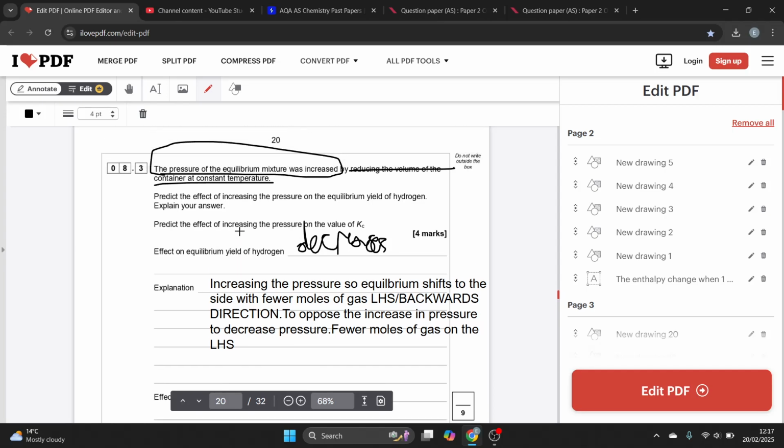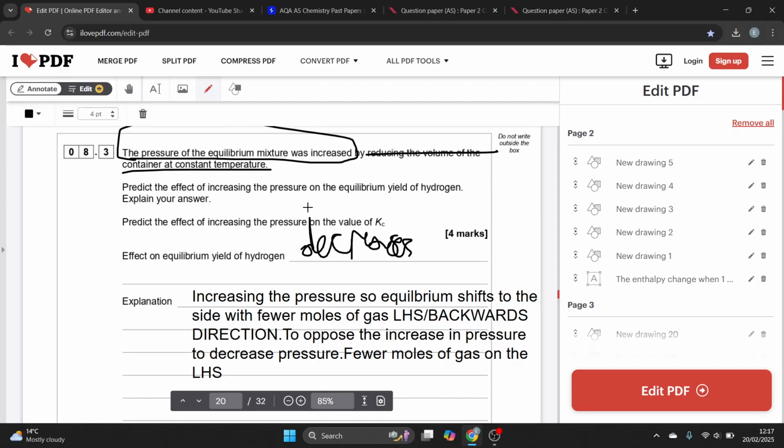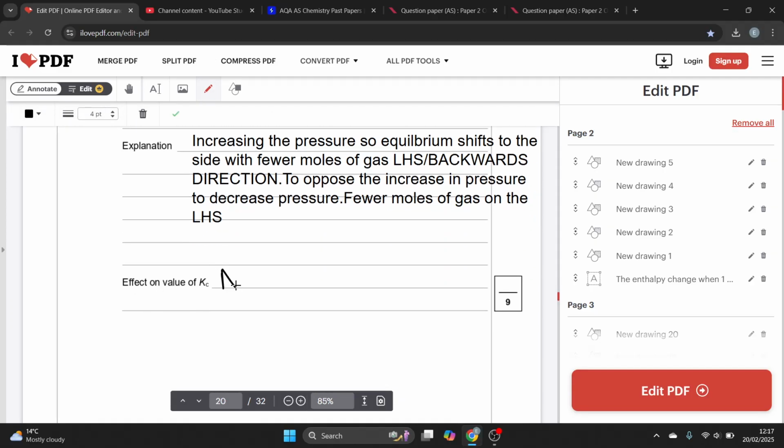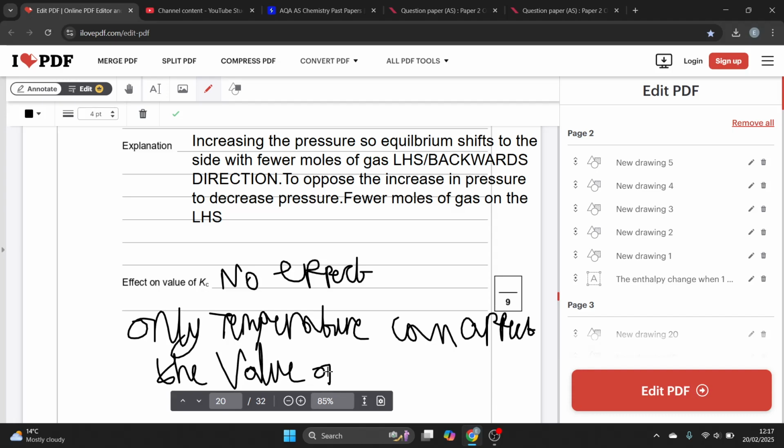And then the final part, predict the effect of increasing the pressure on the value of Kc. This one, if you just memorize a simple fact, you could easily write down the answer immediately. No effect. Only temperature can affect the value of Kc.